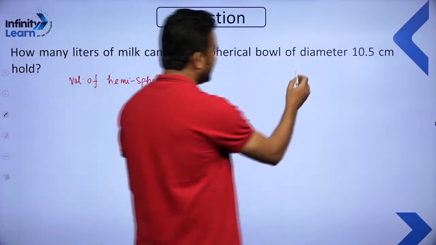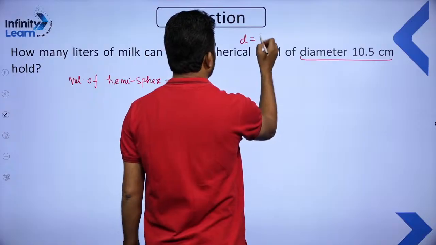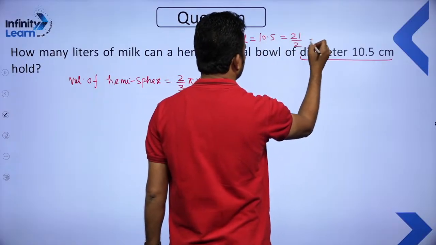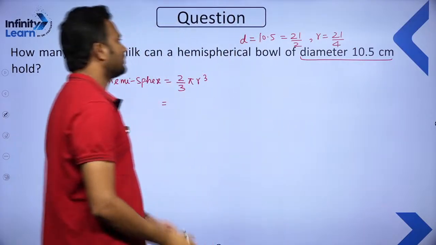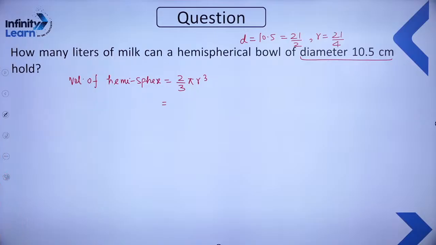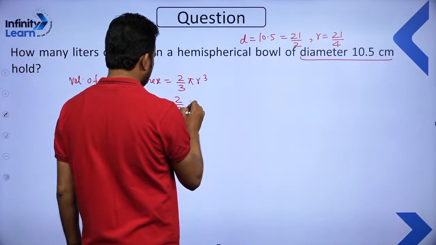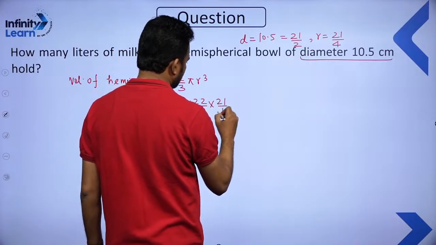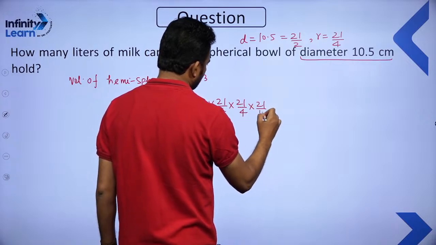Diameter is 10.5. No? D is 10.5. And 10.5 is 21 by 2. So what will be the radius? 21 by 4. This will be the radius. Okay. So 2 by 3 into 22 by 7, and the radius is 21 by 4 into 21 by 4 into 21 by 4.